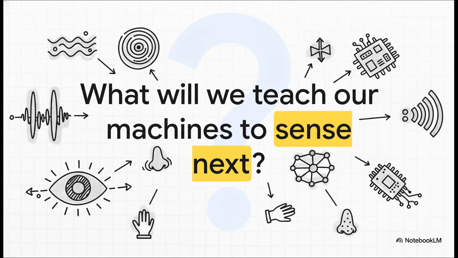And that kind of leaves us with a fascinating thought. As our sensors get even more sensitive and our processors get even more powerful, this bridge between the analog and digital worlds just becomes more and more critical. So the real question is, what new senses are we going to give our machines? What will we teach them to feel, see, or hear next?